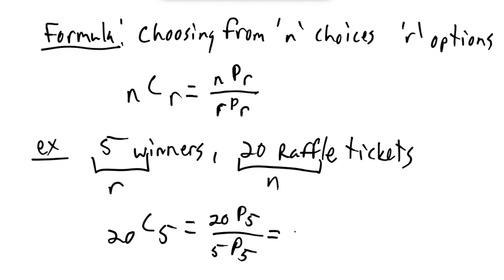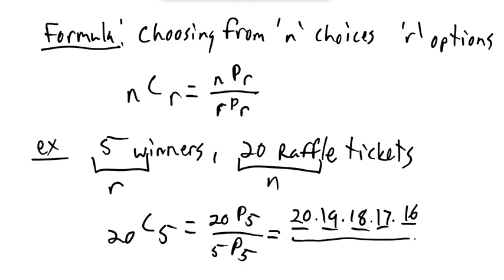Right. And what did we say these are equal to? Well, we're going to make 5 different spaces, and we're going to count down from 20, multiply them together. So 20 times 19 times 18 times 17 times 16 divided by, we're going to pick 5 spaces, and we're going to count down from 5 together. So 5 times 4 times 3 times 2 times 1. And remember, when you're putting them in your calculator, do the top, then do the bottom and divide them.